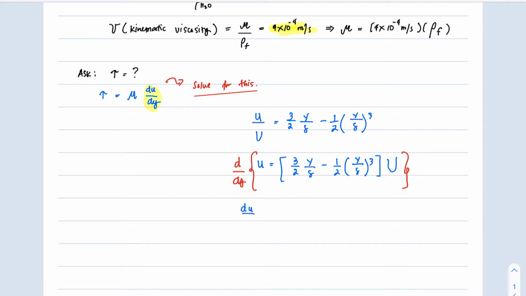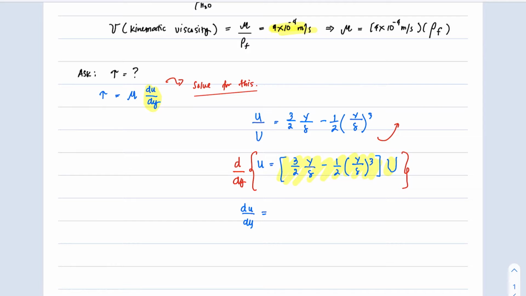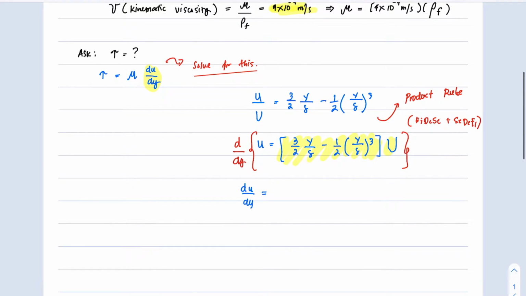Now, when I apply du over dy on my left-hand side, that is looking great because that's actually what I wanted to find. But you have to take note that on the right-hand side, you are seeing a product. So that means you are going to employ, if you remember in our discussion, the product rule. Now, the mnemonic that we learned is: first derivative of the second plus the second derivative of the first. So we're going to do that here.